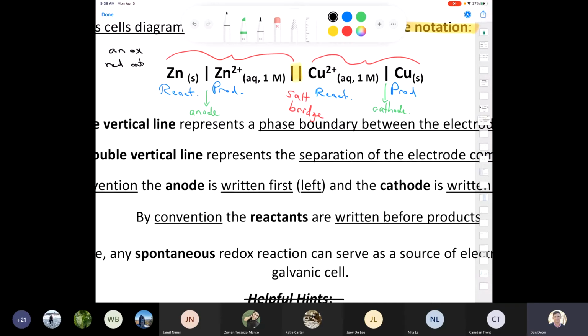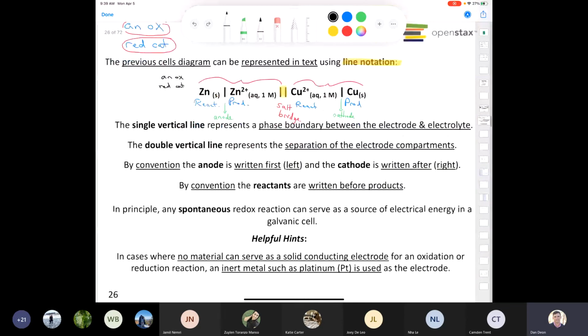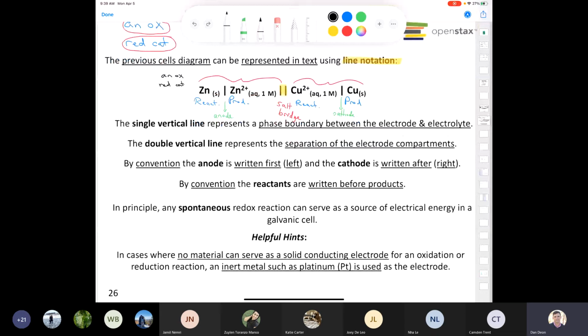Again, I'll repeat that. Remember, we had an-ox and red cat. So since this is oxidation, when zinc goes from solid zinc to zinc 2+, that is the anode. And since the copper 2+ ions are being reduced, undergoing reduction, we have red cat, and so that is our cathode. Okay, that vertical line, again, the anode and the cathode, is really just the phase boundary between the electrode and the electrolyte, right? The electrode is just the solid piece of metal, whether it be copper or zinc, and the electrolyte is the ionic solution, whether it's zinc 2 sulfate or copper 2 sulfate.